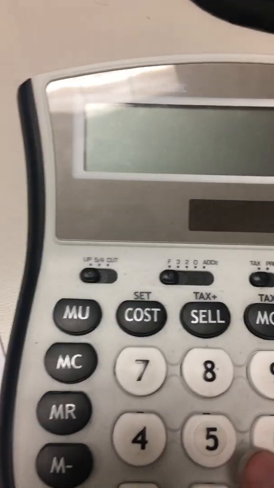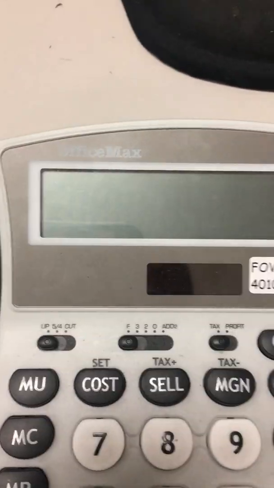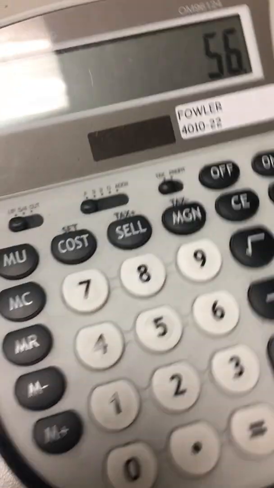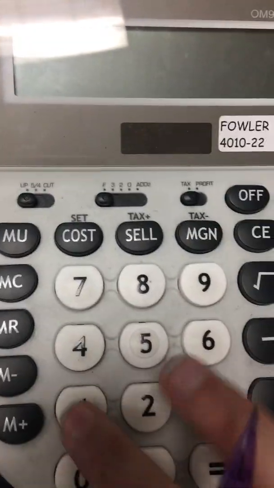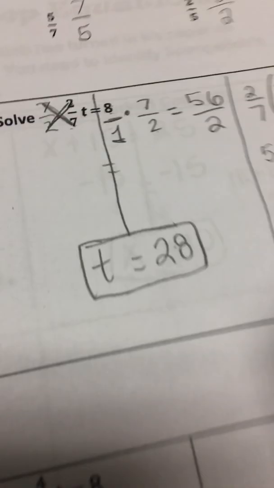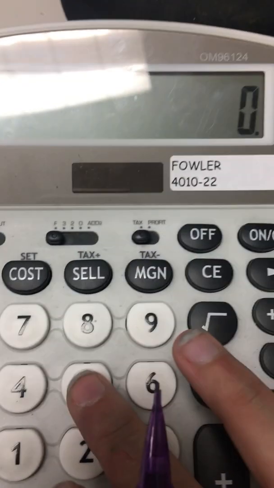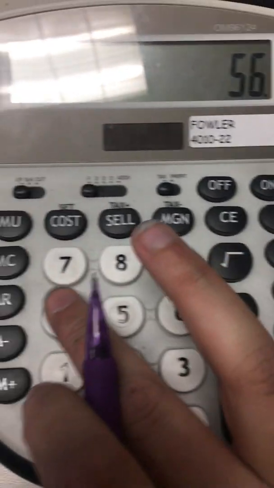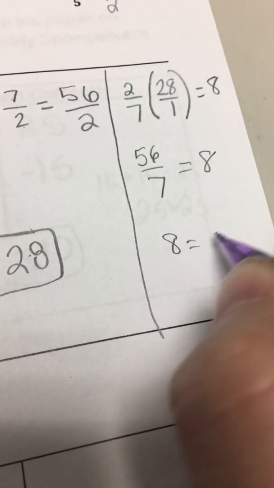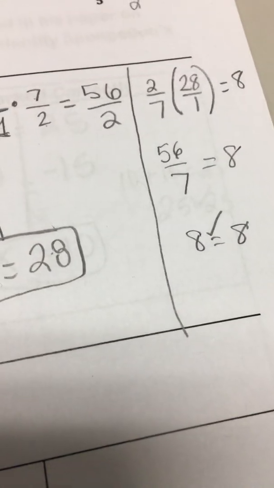So I've got to bring my calculator out, and I've got to do 2 times 28. So my numerator will become 56. Then my denominator is 7 times 1, which I hope we know is 7. But whenever I divide 56 divided by 7, I hope that it's going to equal 8. So I'm going to take my calculator, I'm going to check my work, and in fact it equals 8. So 8 equals 8, and that answer is correct.